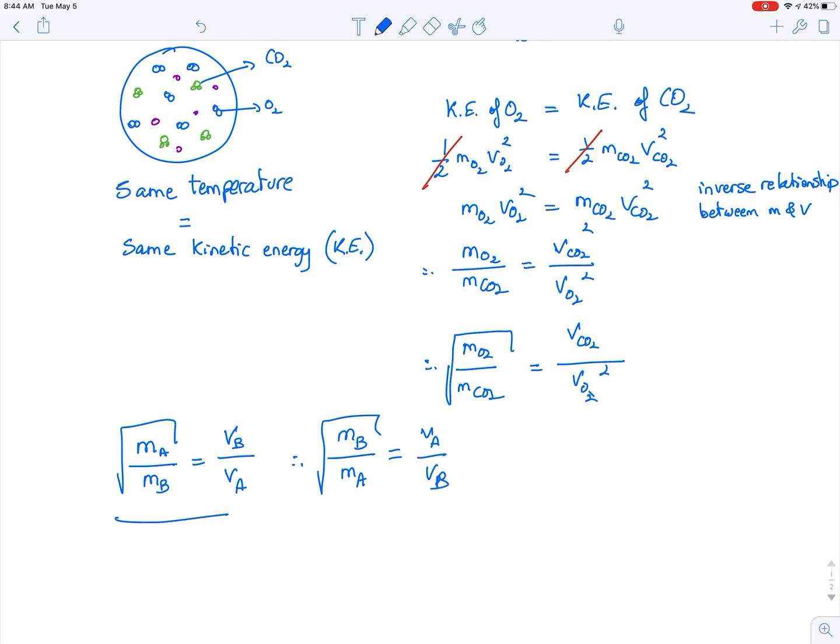It doesn't matter where you put A or where you put B. What matters is that you keep the relationship here. If you have A on top over here, you're going to have V_A on the bottom here. If you have B on the bottom here, you're going to have V_B on top here, etc. That's what's very important. And when you're solving for one of the variables, make sure to put that x or that variable on top. You're less likely to make mistakes that way. So this is Graham's law of effusion.